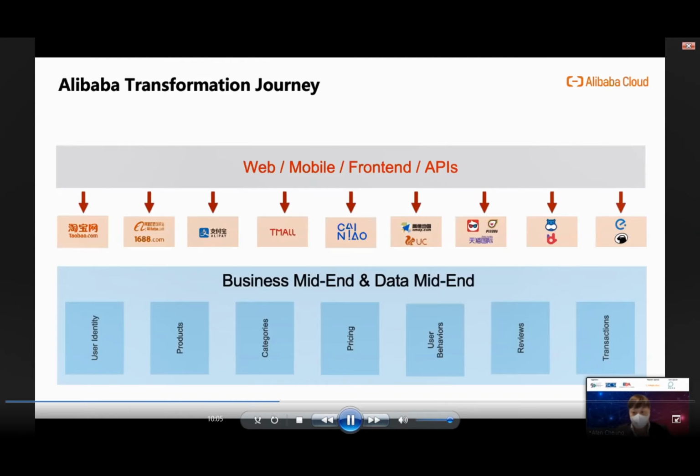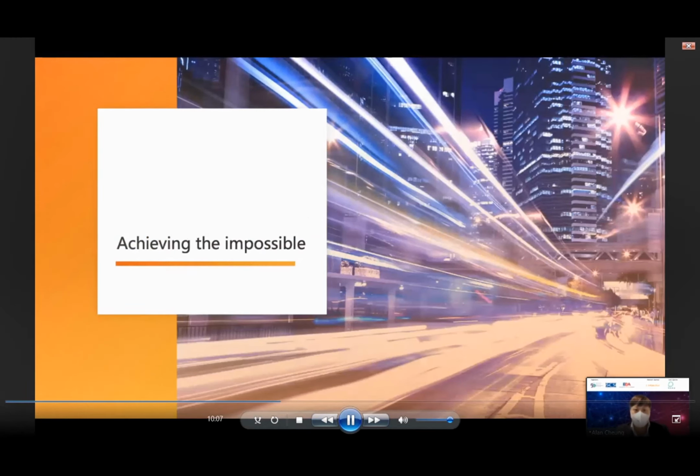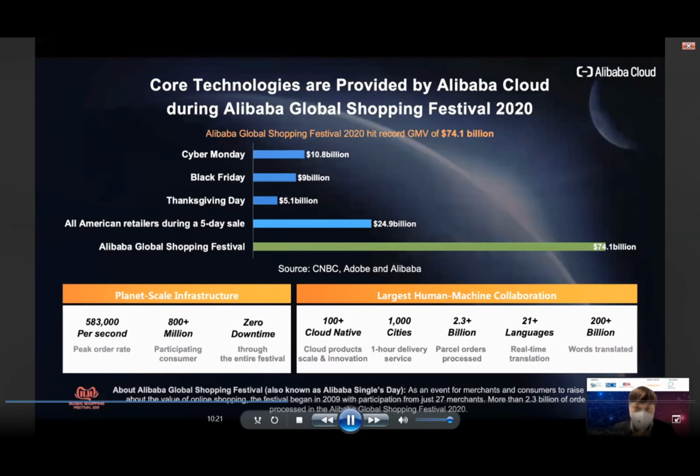So in the next few slides, I'm going to tell you what benefits they get from using this enterprise architecture, and how they achieve things that were impossible in the past. So first is the Alibaba shopping festival. We call it Double 11. It happens on the 11th of November.